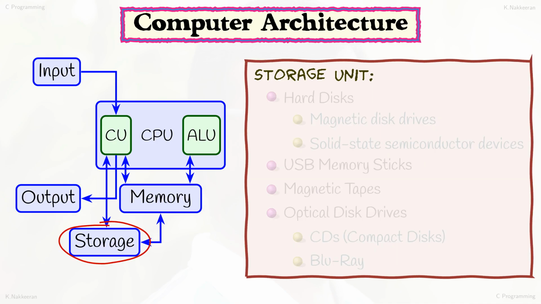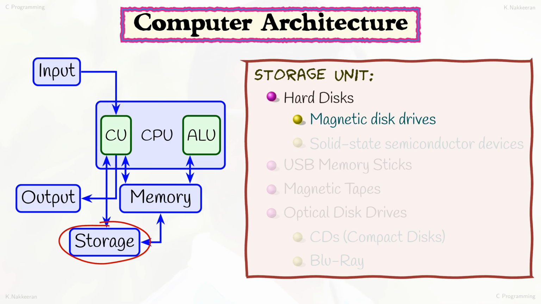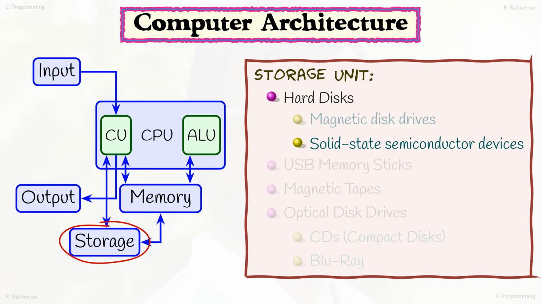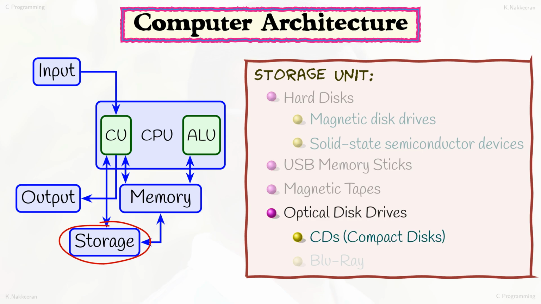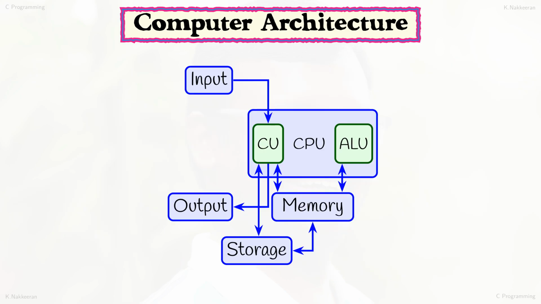Computers usually have secondary memory storage units such as hard disks, which are either made of magnetic disk drives or solid-state semiconductor memory devices, compact portable USB memory sticks, magnetic tapes, and optical discs, often known as CDs or Blu-ray. Some idea about the computer architecture will help in learning any programming language.